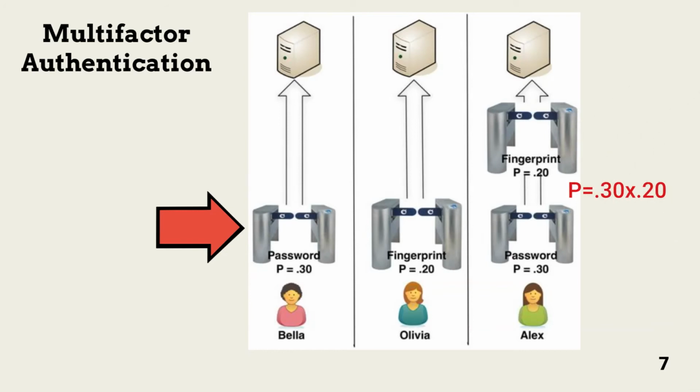If we add two factors, we substantially reduce chance of compromise. We multiply the two probabilities associated with each factor to arrive at a much lower 6% probability of compromise.